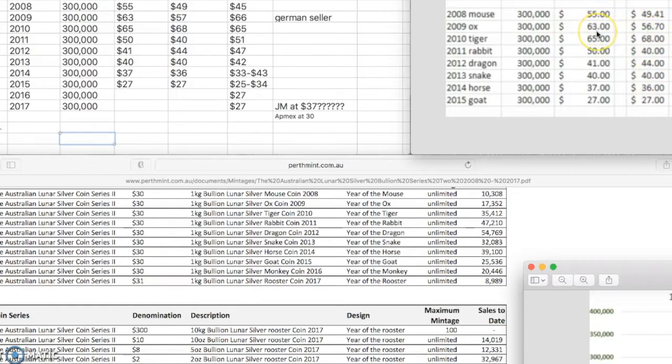I've taken these prices from the previous video and I have re-entered them in the upper left quadrant and updated them to 2017 sales prices. So what you'll see now is the trend for 3 years, and for example in 2008 the mouse in 2015 sold for $55, in 2016 dropped to $49, and in 2017 has dropped a little bit to $45.